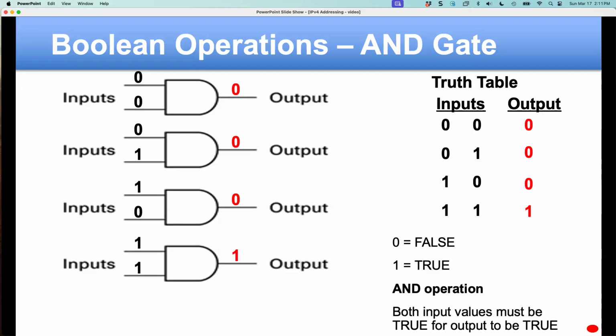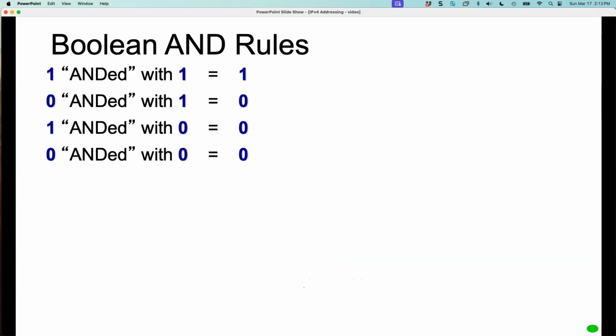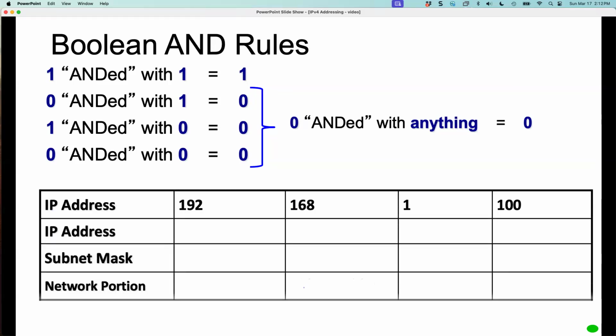If I said Rick Graziani teaches at Cabrillo College and Rick Graziani drives a Ferrari, I'll tell you right now that one of those is not true, so the output would be false. As long as one of those things is false, the output is false, a 0. We use those rules. A false ANDed with anything, if false is part of that sentence, the whole thing is going to be false. We need them both to be true.